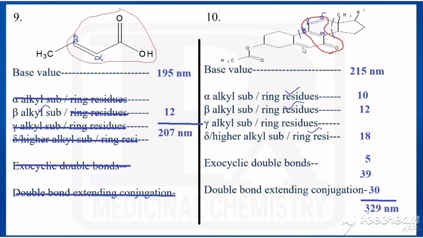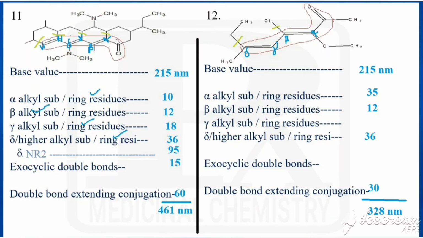The same ring having 2 double bonds means that it comes under homoannular diene component. So for homoannular diene component, we have to add the value 39. So this is for homoannular diene component. By adding all these values, we are getting 329. That is the lambda max for this one. Now we'll see the next example.